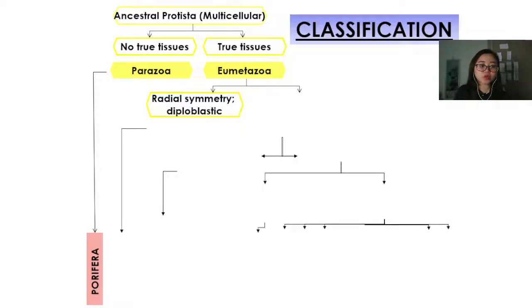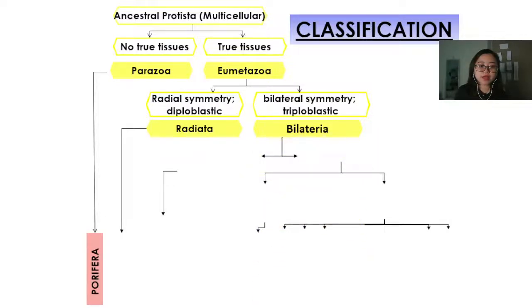Under Eumetazoa, we look at whether it has a radial symmetry and diploblastic, or bilateral symmetry and triploblastic. If it's radial symmetry and diploblastic, we label it as radiata. If it's bilateral symmetry, triploblastic, we label it as bilateria. So radiata would bring us to phylum Cnidaria.